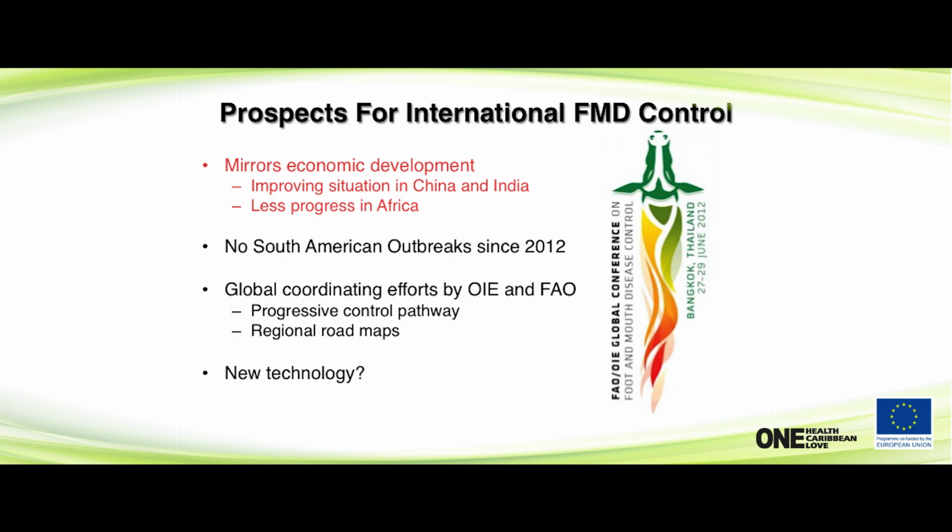So the prospects for international foot and mouth disease control, as I said at the beginning, to a certain extent mirrors economic development, and of course economic development is a positive force in the world. So for example, there is an improving situation in China and India associated with economic prosperity that is growing in those two countries, and that will have an enormous impact on FMD in Asia. Unfortunately, there's less progress in Africa, and there are also more insurmountable difficulties there with wildlife, particularly African buffalo. Very positive is the developments in South America with no outbreaks since 2012.